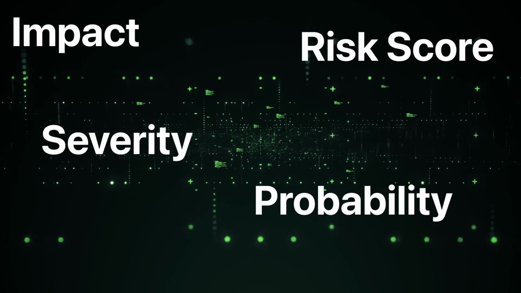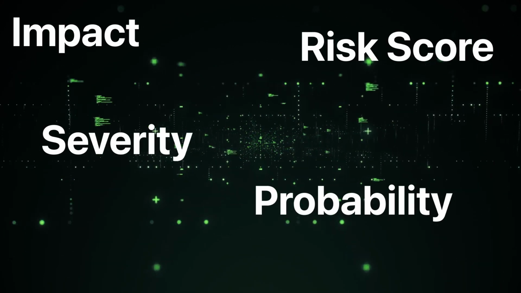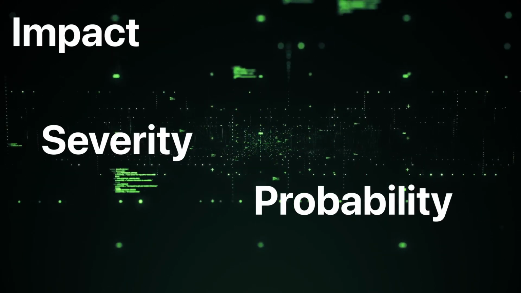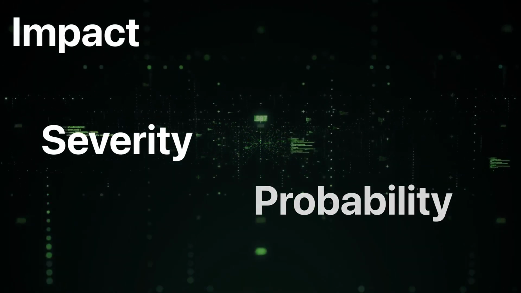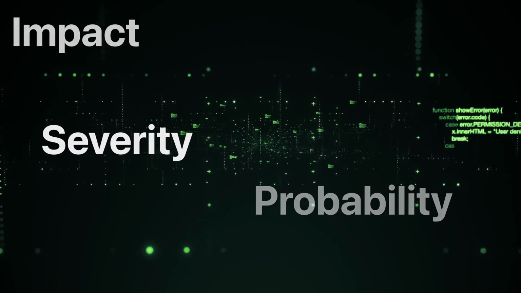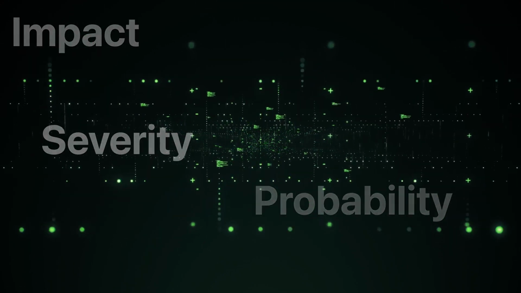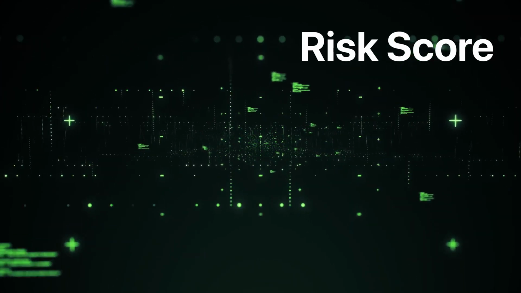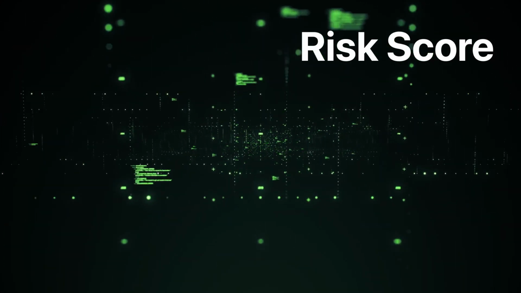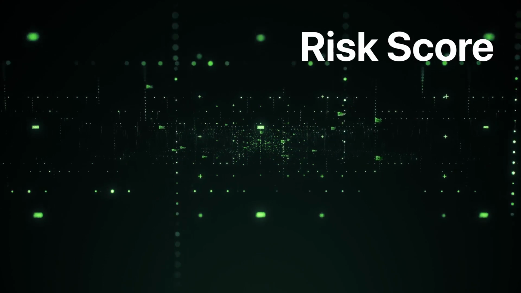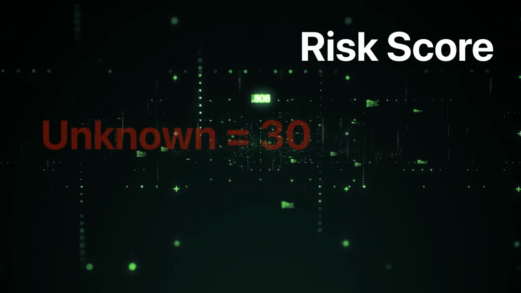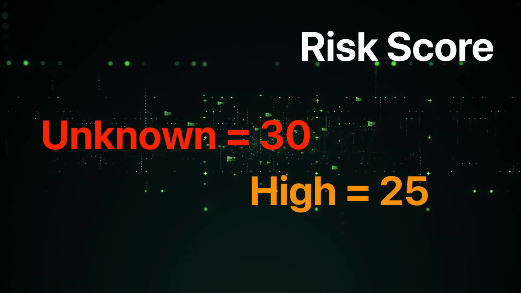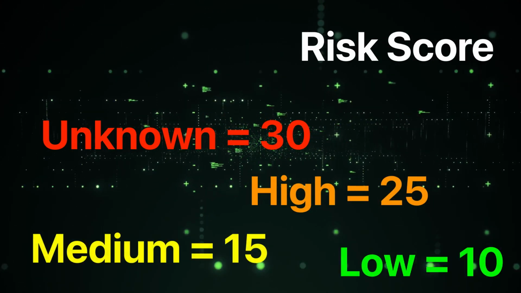Now, in my case, I use conditional formatting within my spreadsheets. For impact, probability, and severity, the cell color will be based on the keyword of high, low, medium, unknown. The colors don't really matter, they just give you a visual overview of your risks. The risk score is also conditionally formatted in my spreadsheets. I use a formula that is based on the following scores. Unknown, and therefore potentially the biggest risk, is 30. High risk is 25, medium risk is 15, and the low risk is 10.